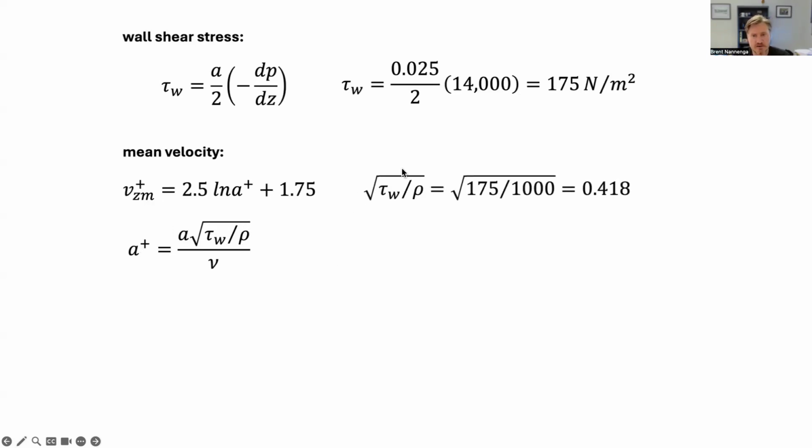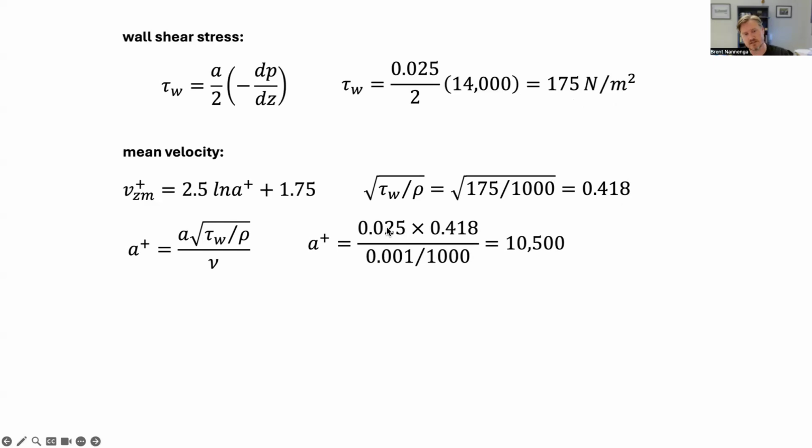So we can calculate here our friction velocity, which is just the shear stress of the wall, 175 right here, that's up here, divided by the density, because it's water, so it's 1,000, square root, and we're going to get this value here. And this should be meters per second. Now we can plug this value into this equation, and our dimensionless distance is 2.5, that's the A, our radius of the pipe, times our friction velocity, divided by our kinematic viscosity, which is the viscosity divided by density here, and we get A plus is 10,500.